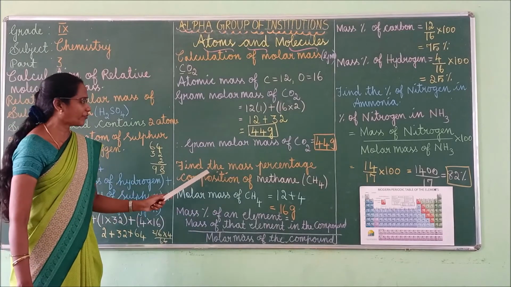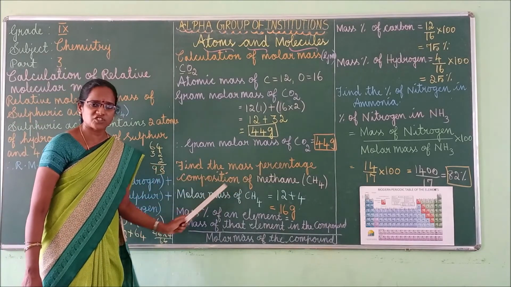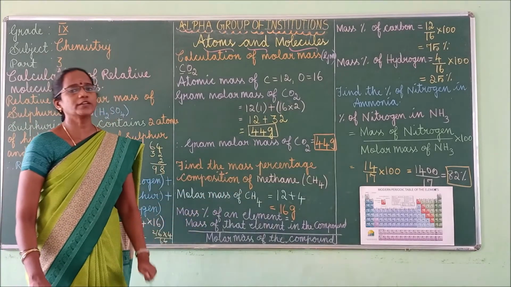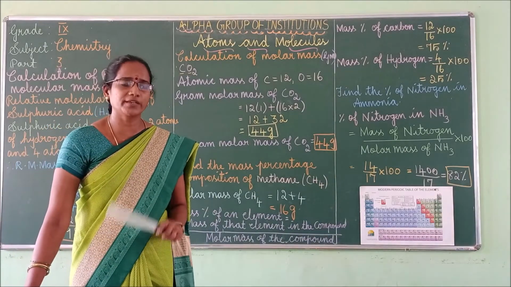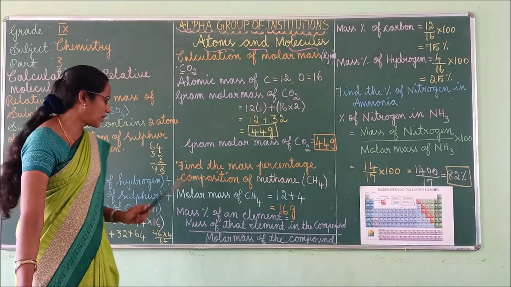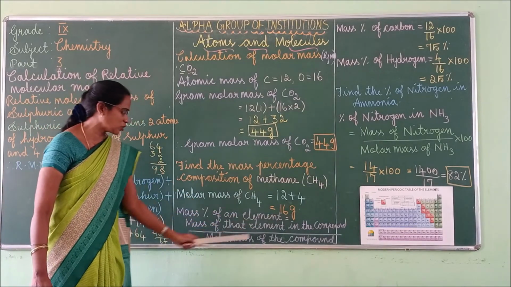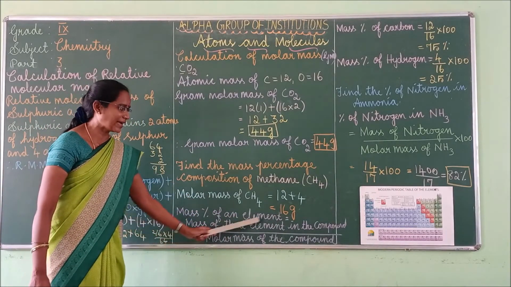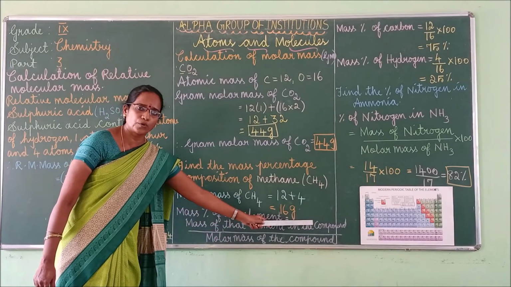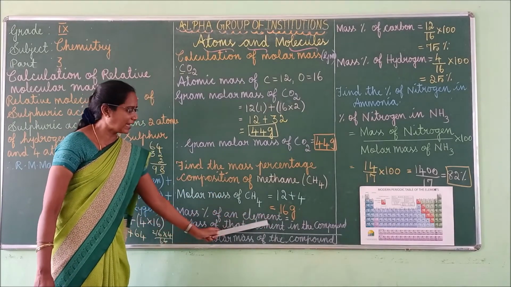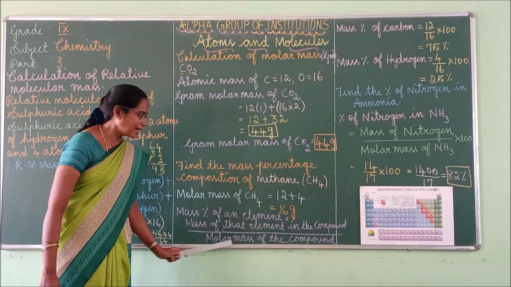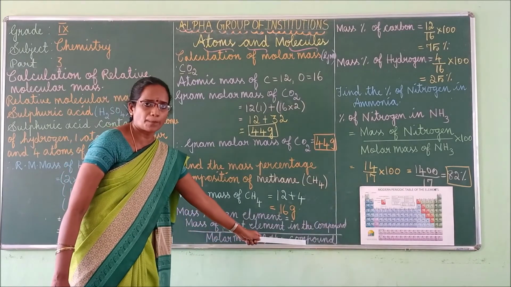Next step, you have to find out the mass percentage composition, isn't it? For that you have to use one formula here. You have to apply a formula. What is that? Mass percentage of an element is equal to mass of that element in the compound. Okay. Mass of that element in the compound by molar mass of the compound.